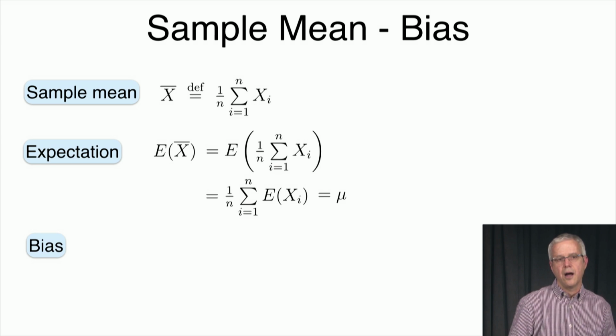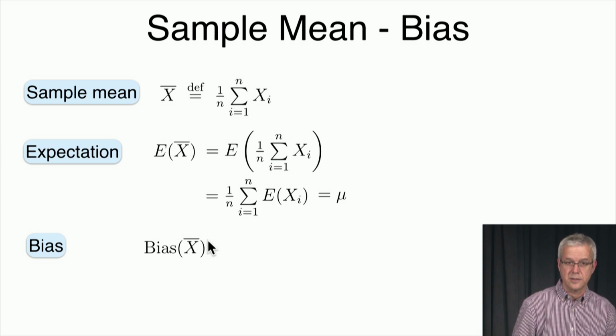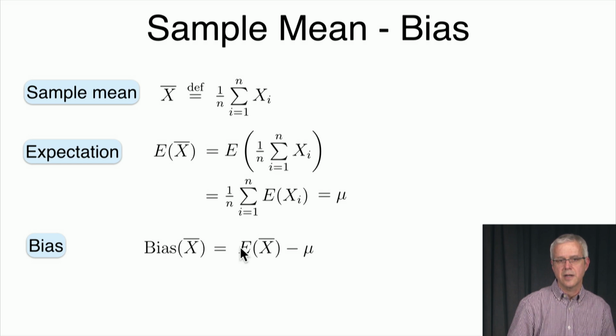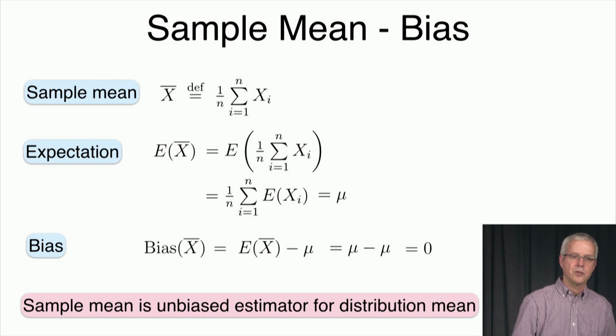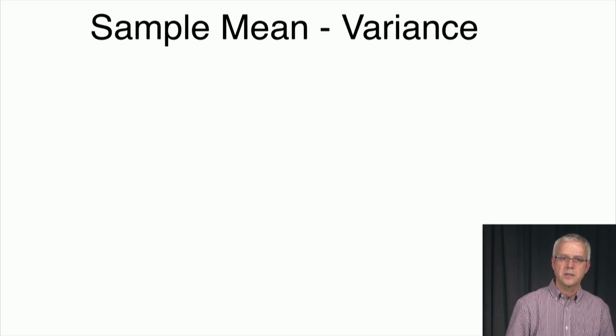Okay, and therefore the bias of the sample mean is just the expected value of our estimate minus mu, what we're trying to estimate. But this is just going to be mu minus mu, which is 0. So in other words, we see that the sample mean is an unbiased estimator for the distribution mean. Next, we're going to look at the variance of the sample mean.